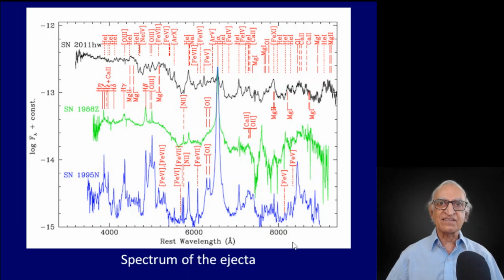Now here is the spectrum of a typical supernova ejecta in all its glory. You see a tremendous number of elements. You see helium lines, oxygen lines, neon lines, iron lines, argon lines, and so on. And most prominent, of course, is the hydrogen line, which is shown over there. That is the H alpha line of hydrogen. And these are iron lines that you shall see.